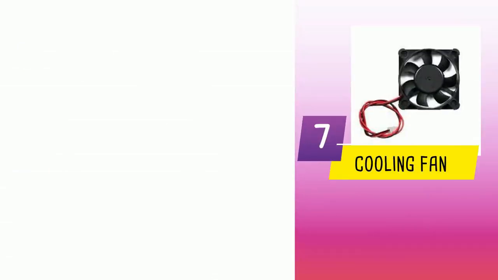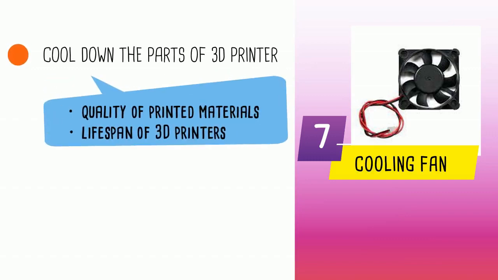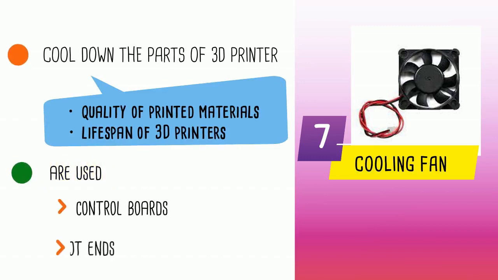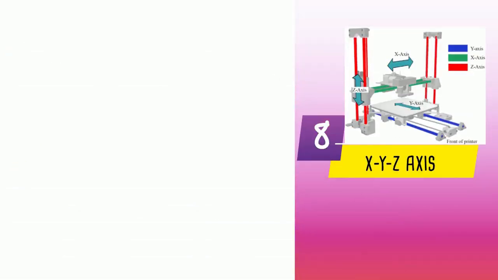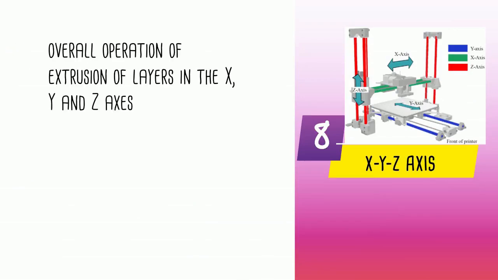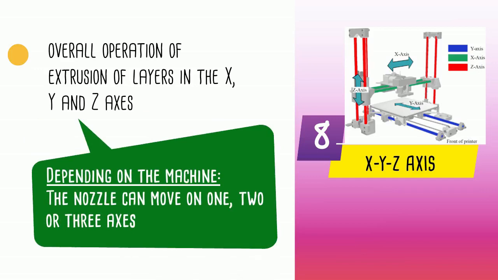Cooling fans. Cooling fans are used to cool down parts of the 3D printer for the quality of printed materials and the lifespan of 3D printers. Cooling fans are used in control boards, hot ends, power supply, and motor. XYZ axis. The XYZ axis in 3D printers refers to the overall operation of extrusion of layers in the X, Y, and Z axes. Depending on the machine, the nozzle can move on 1, 2, or 3 axes.